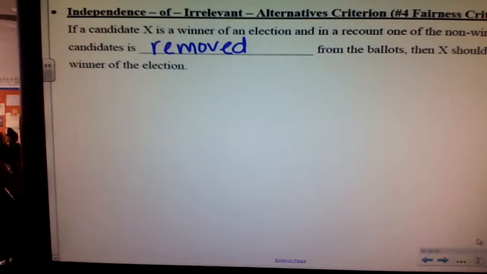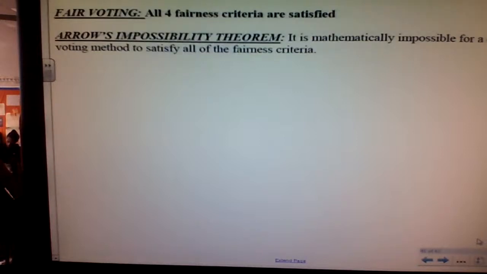Okay, while that is the end of the notes, you've got 2 more things that I need you to add, either on that page or on the back, because you're gonna need these for your vocabulary. So, fair voting. In order for an election to be fair, all 4 criteria have to be satisfied. I'm gonna tell you right now, we have not had a fair election yet. It may be a fluke that they're all satisfied, but it's not a guarantee. There is no perfect system.